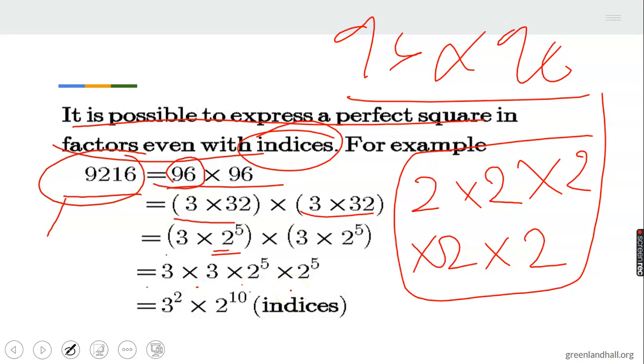From our indices, we know that 2 raised to the power 5 times 2 raised to the power 5 will give us 2 raised to the power 10. Now, the whole of 9216 can be written in index form, which is 3 raised to the power 2 times 2 raised to the power 10.